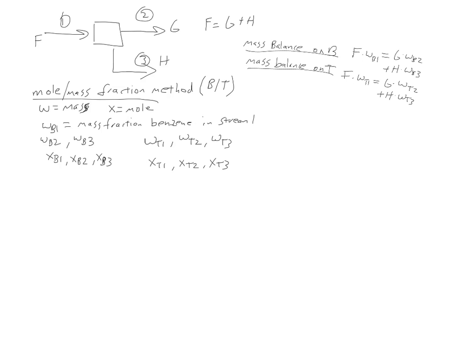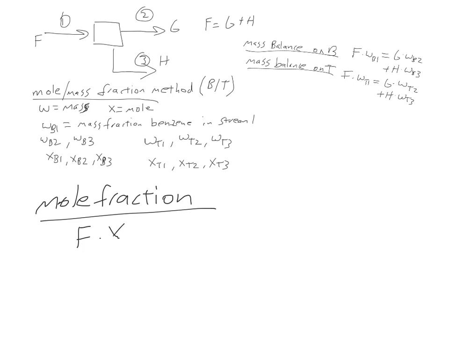And lastly, we have mole fractions. And I'm just going to write out all these balances here. F times XB1 is equal to G times XB2 plus H times XB3. So in this case, F would represent the mole flow rate. So if we defined F in terms of mole flow rates, then we would use mole fractions, just like I've shown here. On the other hand, if F was in terms of a mass amount, then we would use these equations up here. So it all depends on what units we have.